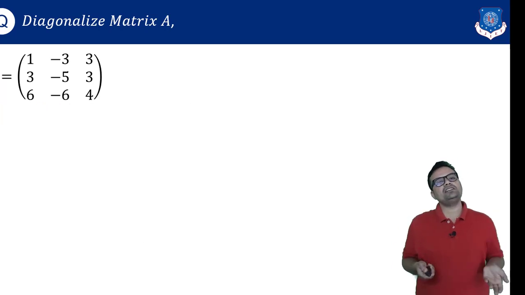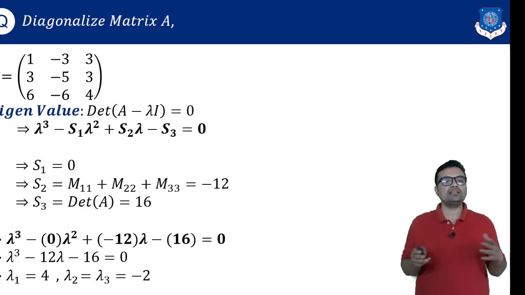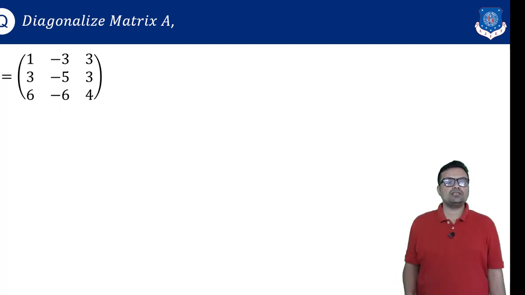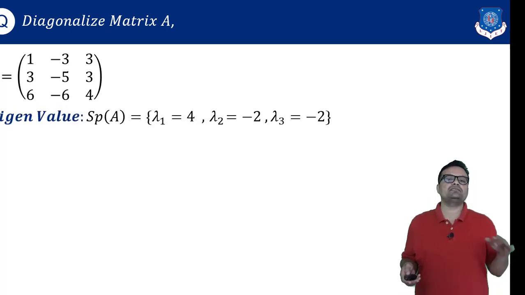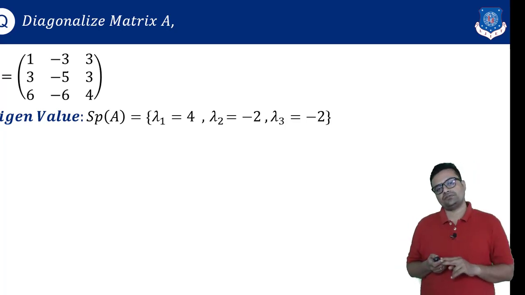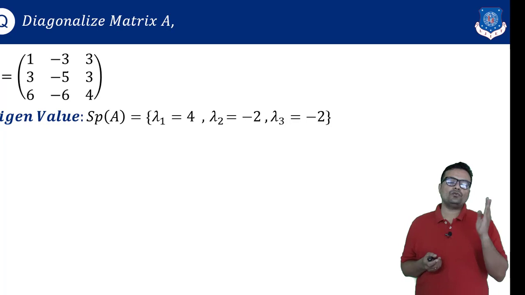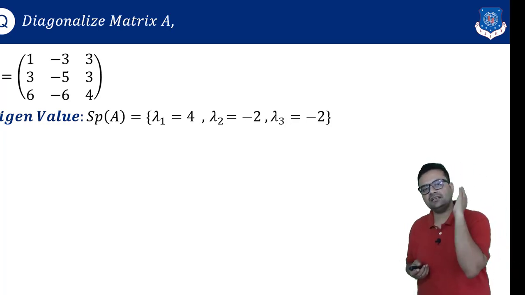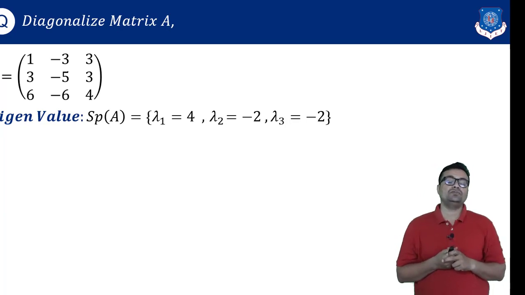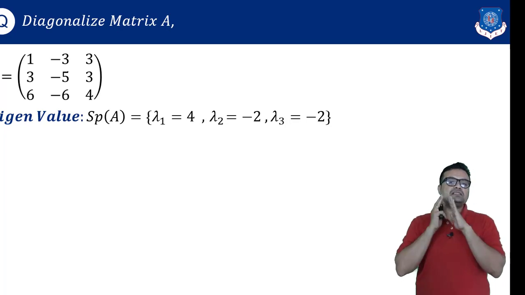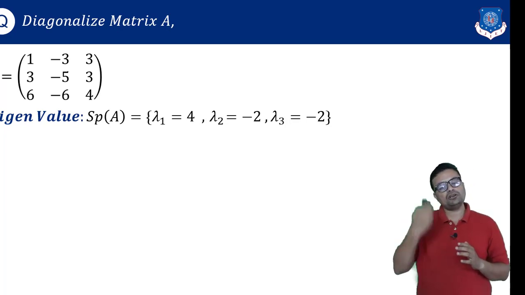Now take all these three inputs into the equation and then factorize it. It gives you lambda 1 is 4, lambda 2, lambda 3 is minus 2. So now the spectrum of the matrix is 4, minus 2, minus 2. So there are two eigenvalues, 4 and minus 2. 4 is with algebraic multiplicity 1, minus 2 is with algebraic multiplicity 2. Now remember one thing, I want to check whether algebraic multiplicity is equal to geometric multiplicity or not.